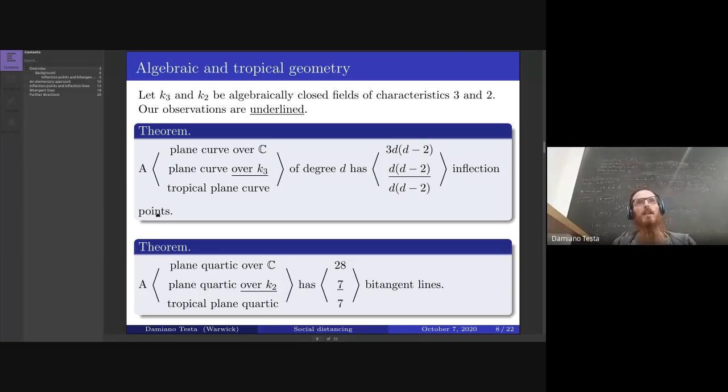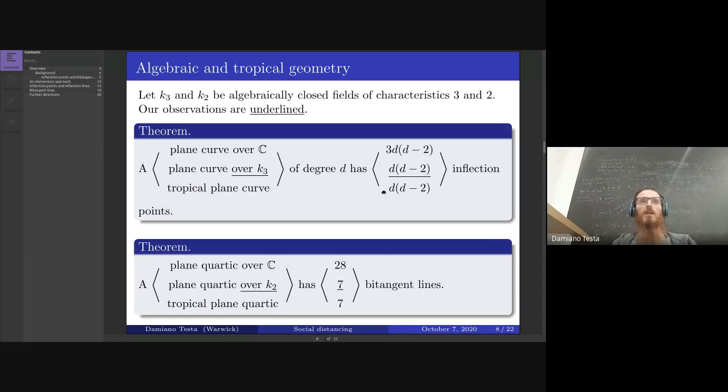And so you can see that if you actually count the number of inflection points that a plane curve of degree d has over a field of characteristic 3, you will find that it actually has d times (d minus 2) inflection points, not 3 times (d minus 2). So even the count in characteristic 3 differs from the count in characteristic 0 and matches the count in tropical geometry.